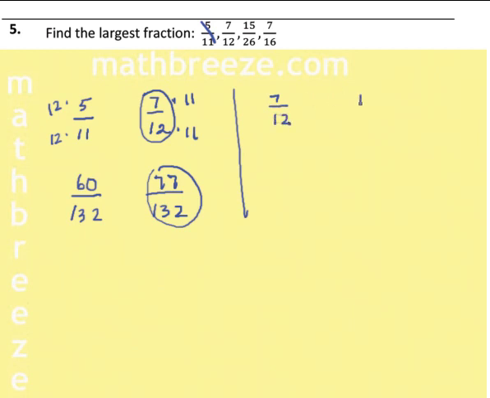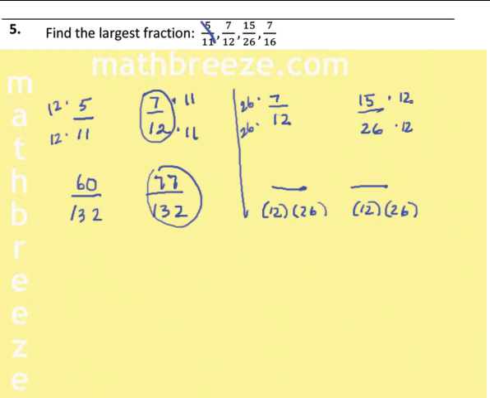And let's compare 7 over 12 with the next one, 15 over 26. And again, we're just going to multiply those 2 denominators together. And I'll tell you something, you don't even have to really do the multiplication. You could just write them out next to one another, because we're not going to really use this number. It's really the numerators that we're comparing. So the denominator we multiplied by 26, so we'll multiply the numerator by 26. And this denominator we multiplied by 12, so we'll multiply the numerator by 12.